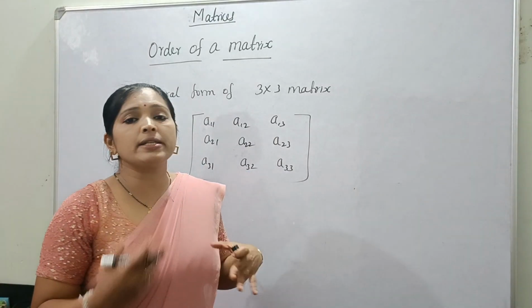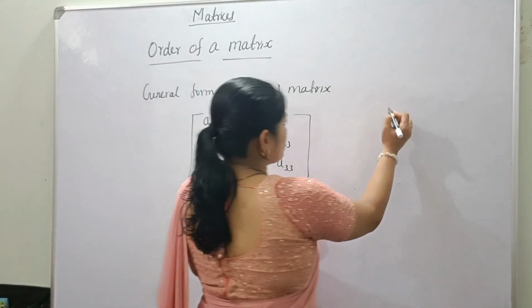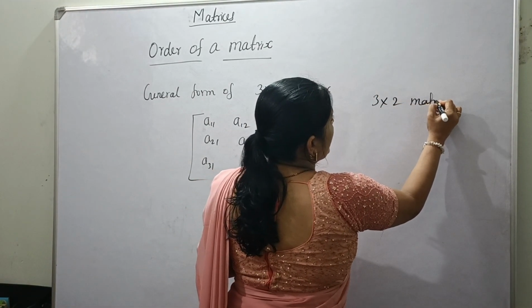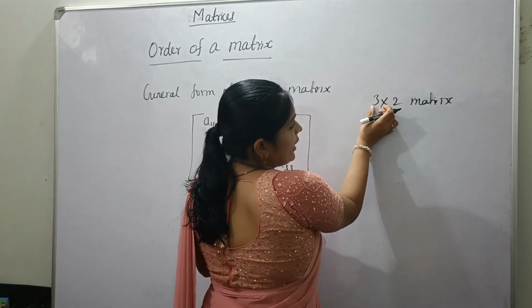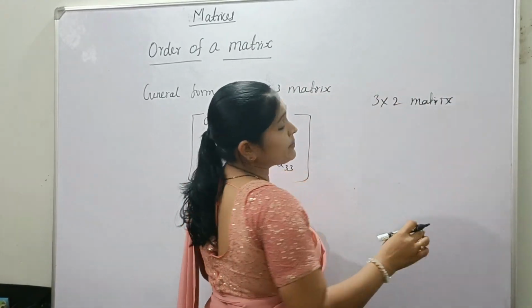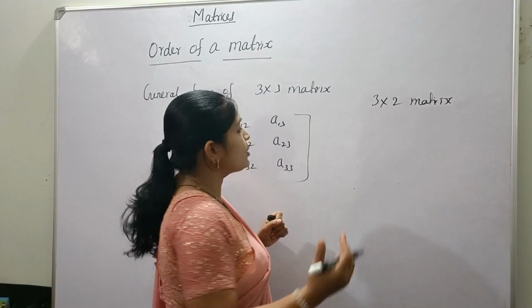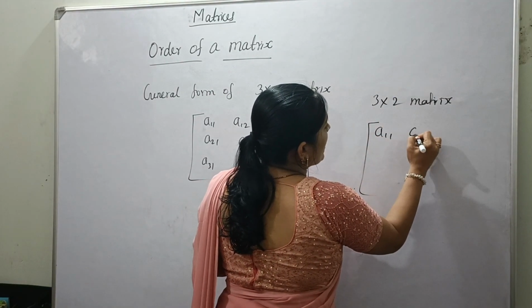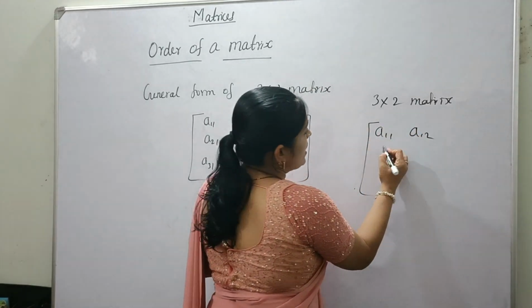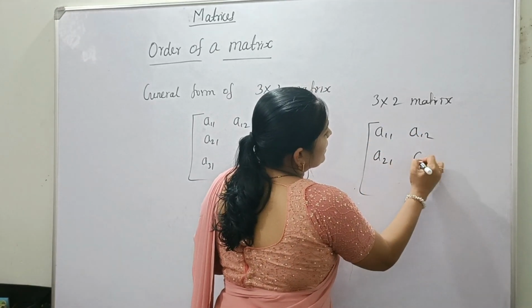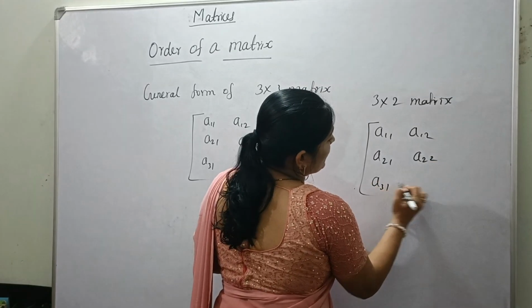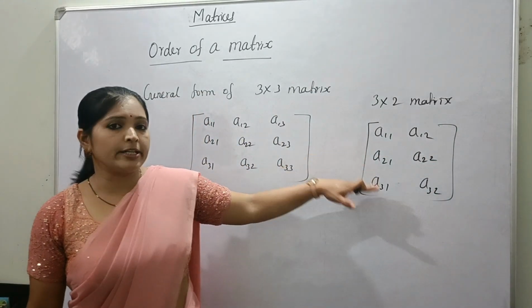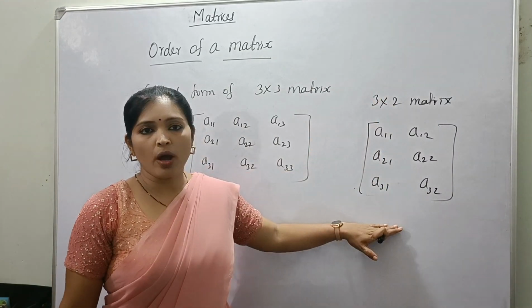Okay, now let us write the general form of a 3 by 2 matrix. 3 by 2 matrix means 3 rows and 2 columns. So 3 rows, that is A11, A12, okay, 2 columns. A21, A22, A31, A32. It is the general form of a 3 by 2 matrix.